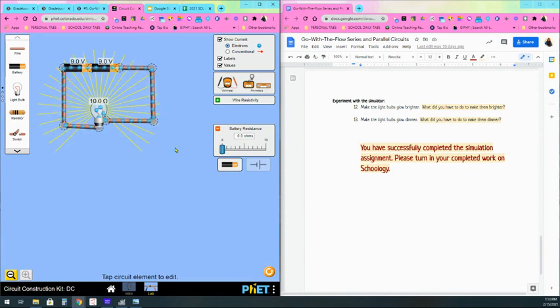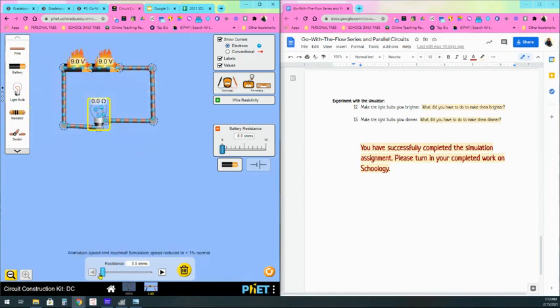So we want the bulbs to glow brighter. So one other thing we can do is take the resistance of the light bulb and decrease it. And you can see that the bulbs are going to glow much more brighter. If we want to dim the bulbs, we can add more resistance to the bulbs. Okay, you can see now the electrons aren't moving as fast. And we can also take away another battery here.